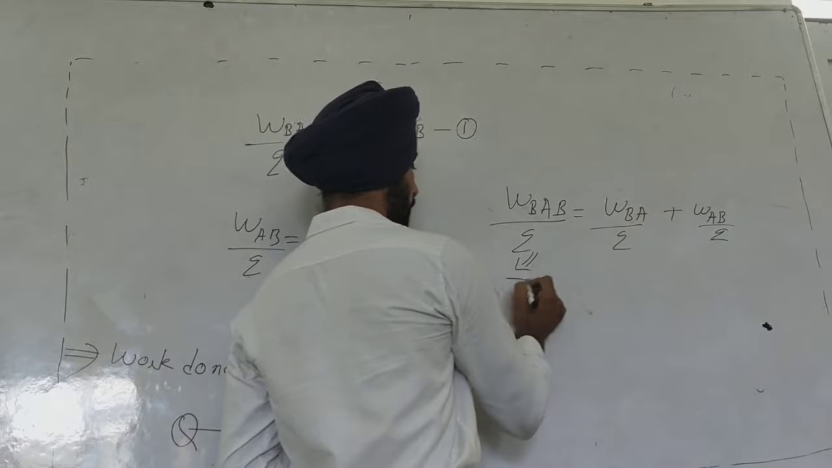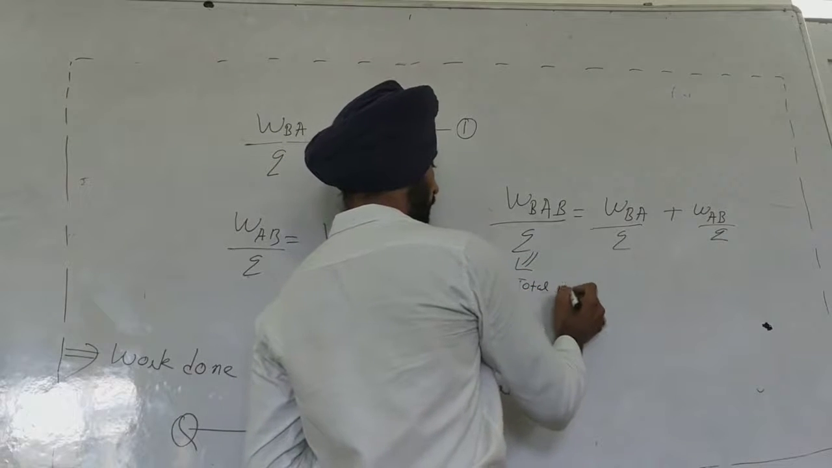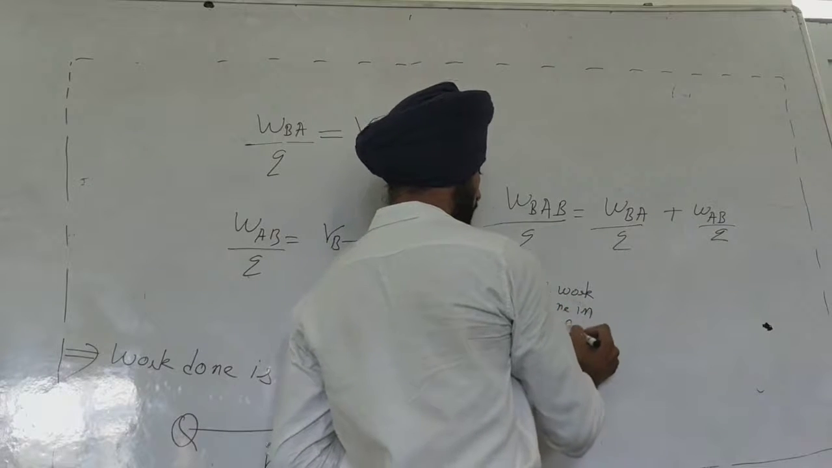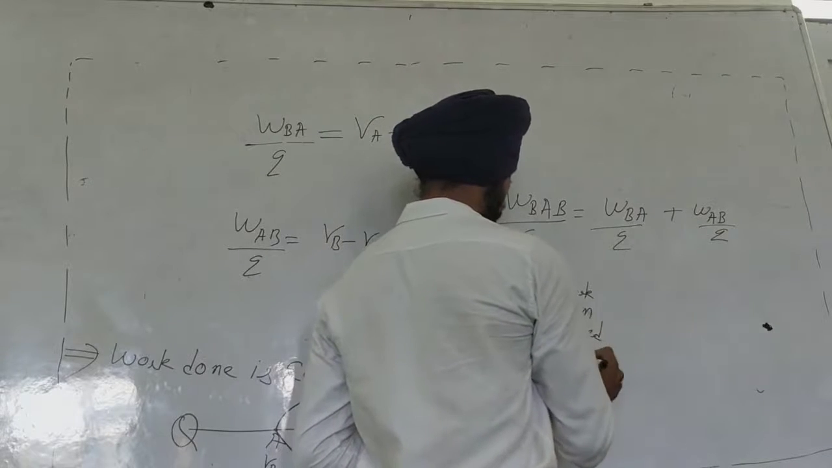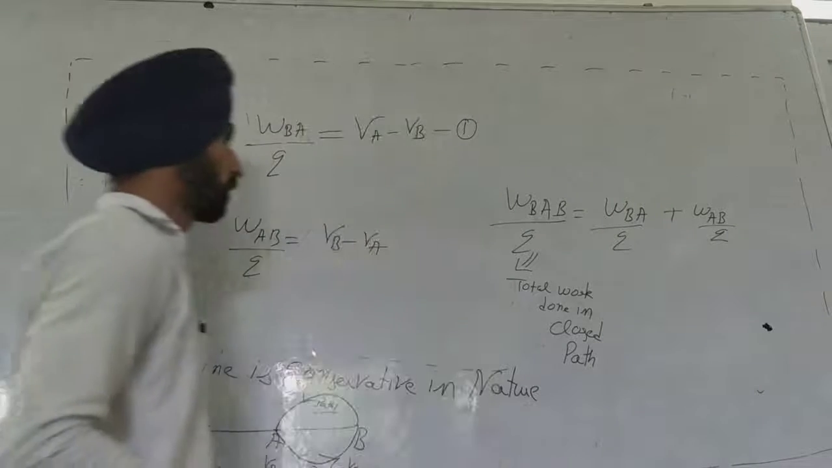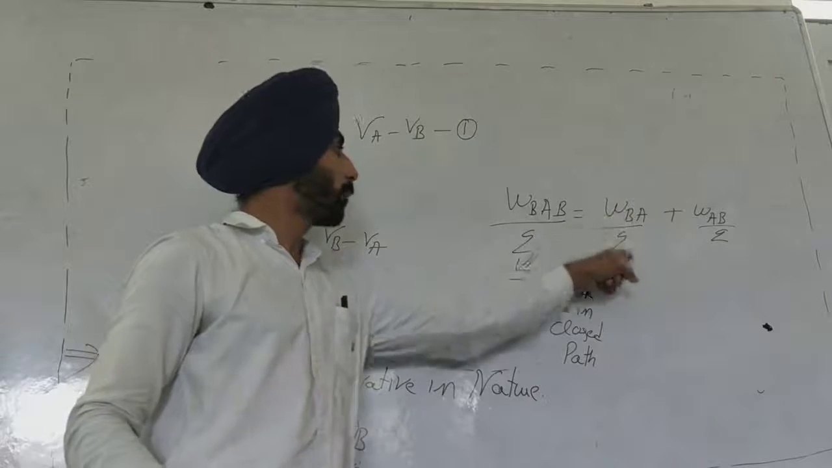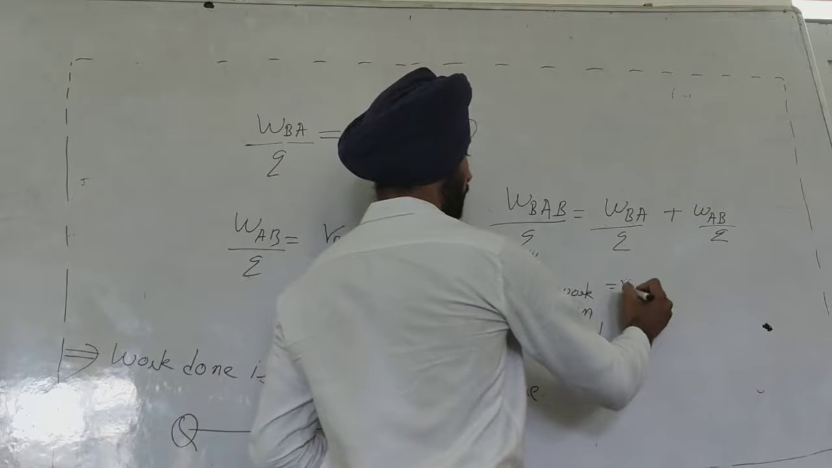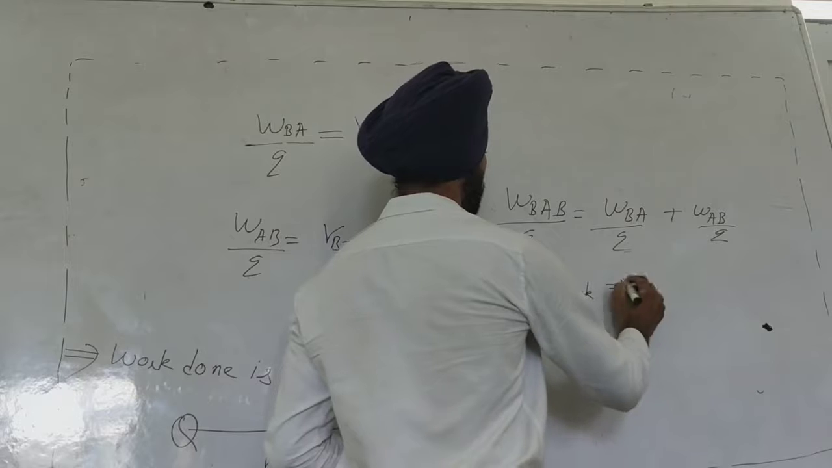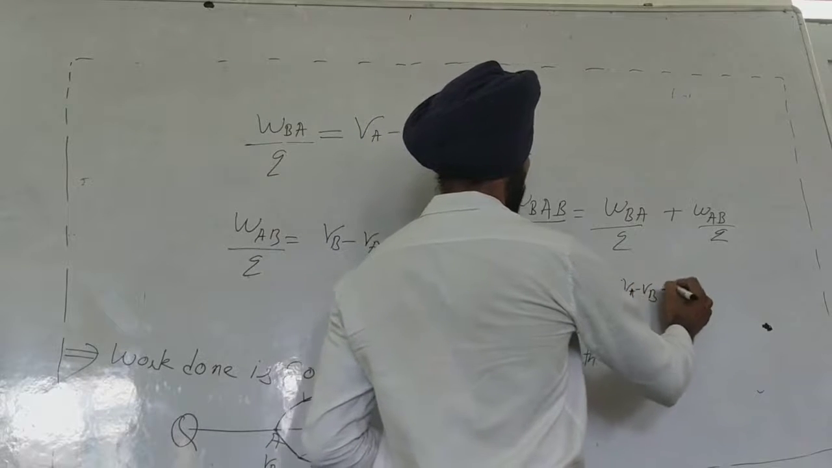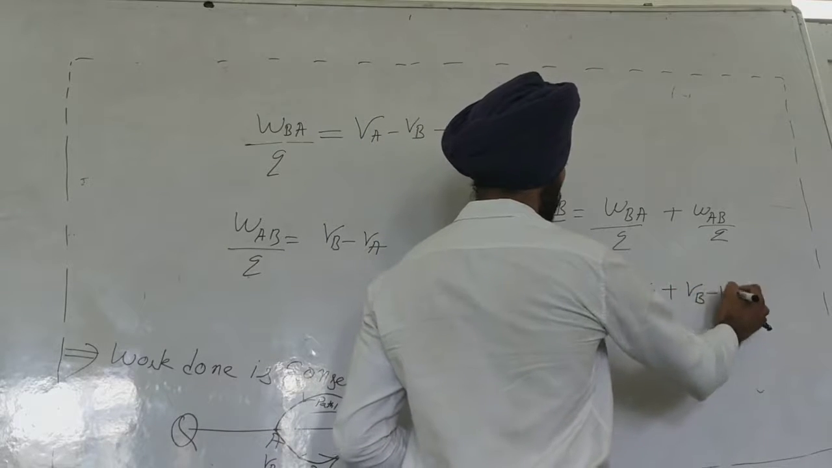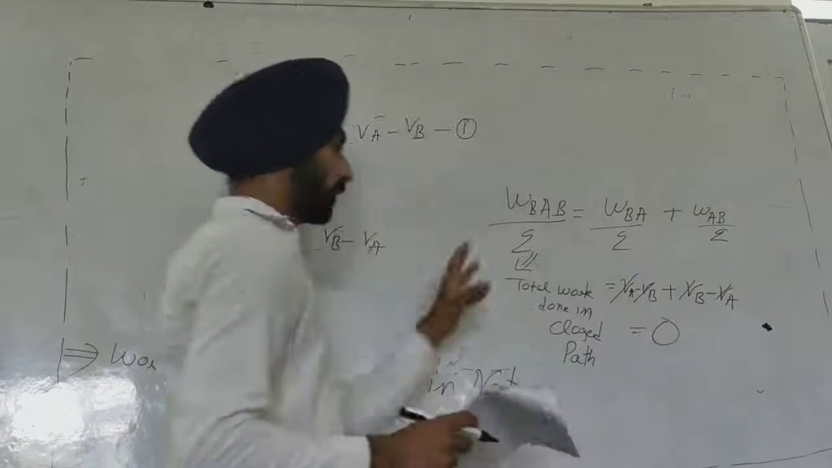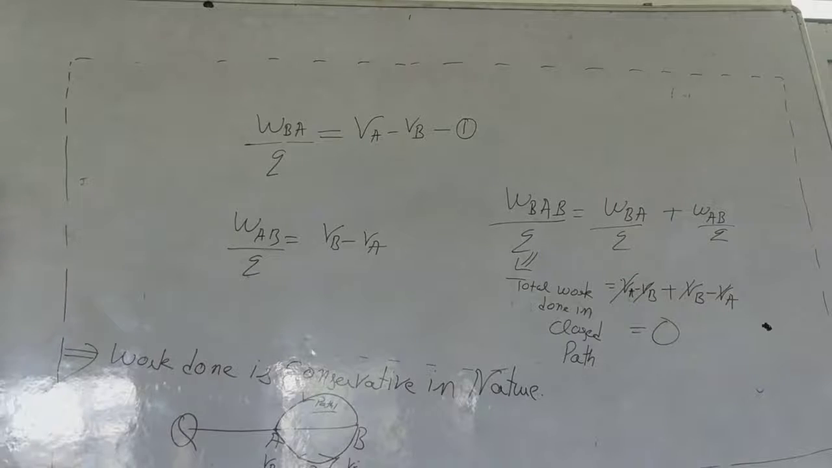What is this? Total work done in a closed path. So put the value of V_BA and compute like this. Put here V_B minus V_A minus V_B plus V_B minus V_A. So this all will cancel. It will become 0. So total work done in a closed path is 0.